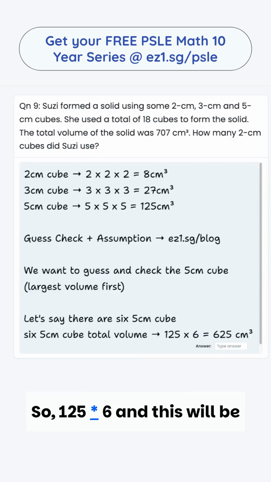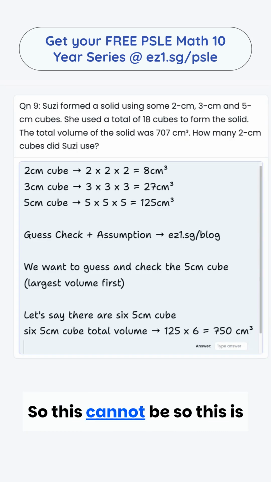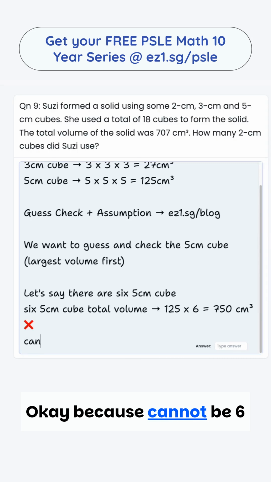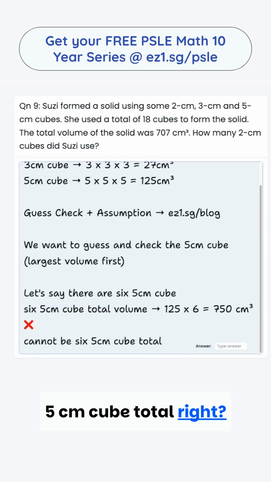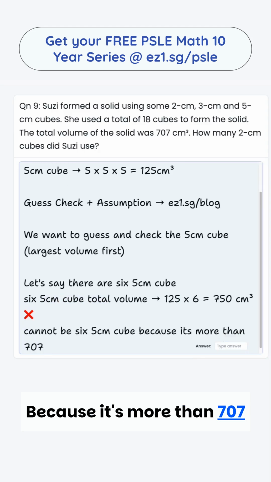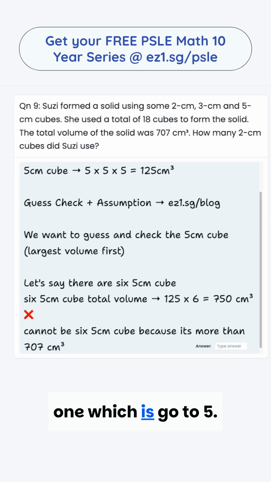So 125 times 6 is equal to 750 cm cube. So this cannot be, this is wrong, because it's more than 707 cm cube. So let's then go to the next one, which is 5.